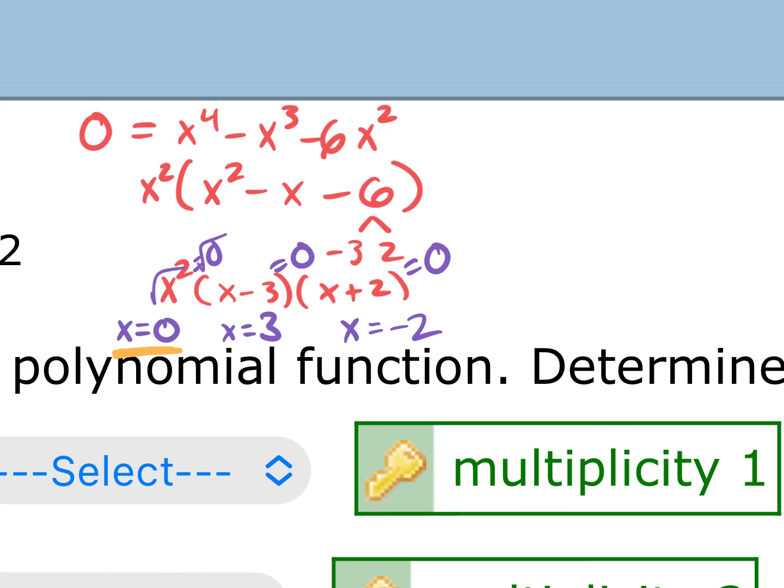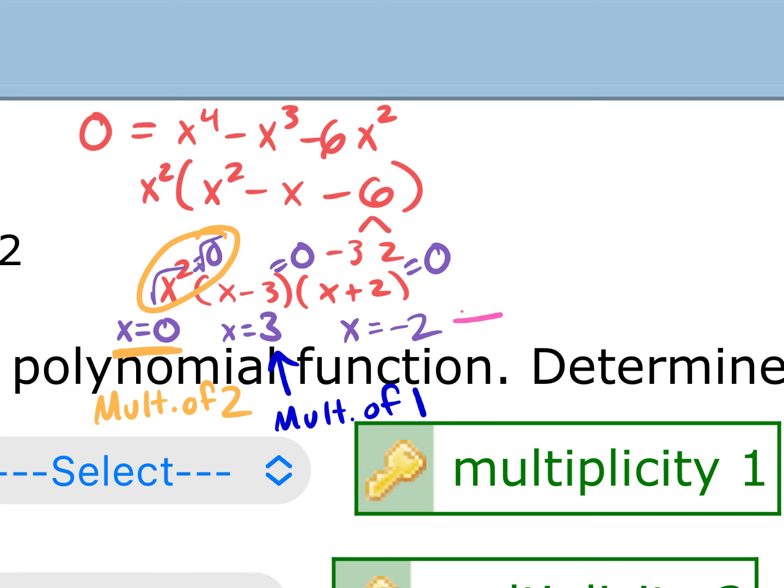So at 0, do I have multiplicity here? Yes, because x squared was equal to 0, I have two x's that equal 0, so I have a multiplicity of 2 at 0. What about for x is equal to 3? Do I have multiplicity here? Multiplicity of 1, because I only have one of them. And then at negative 2, multiplicity of 1.